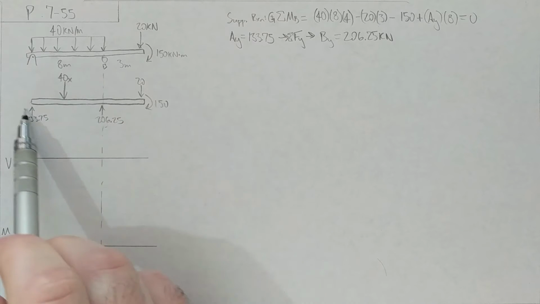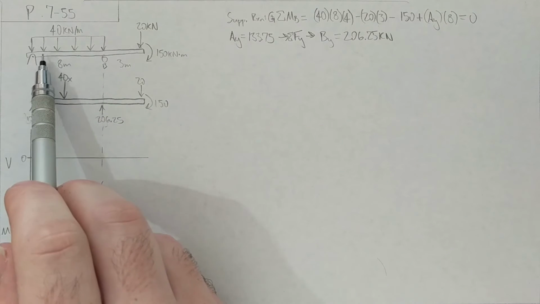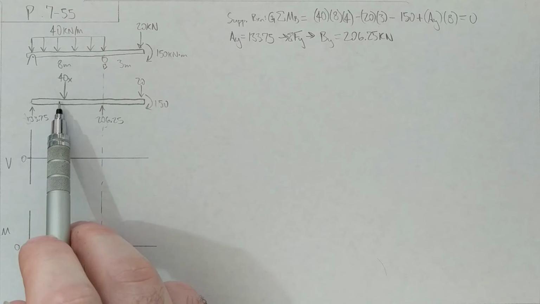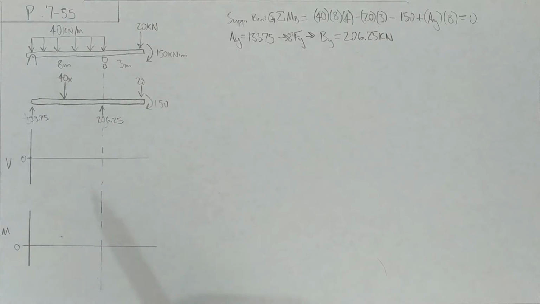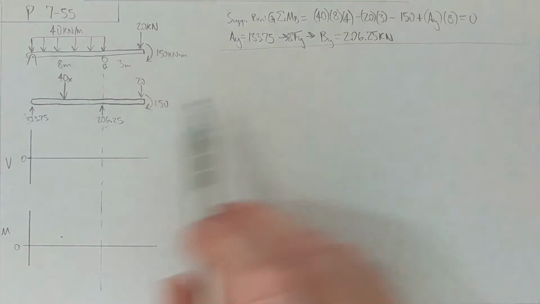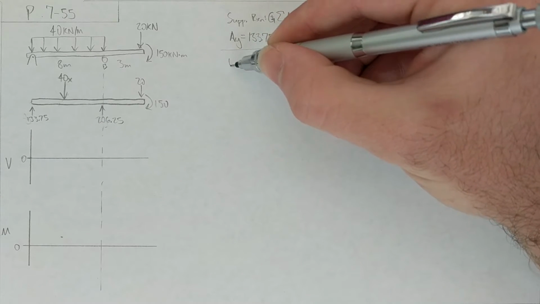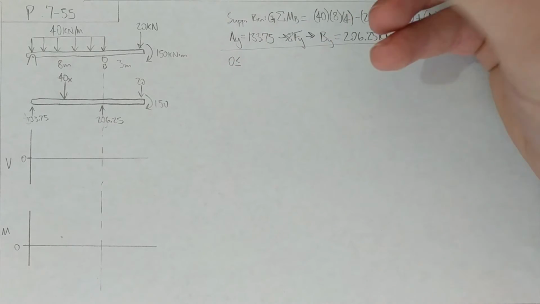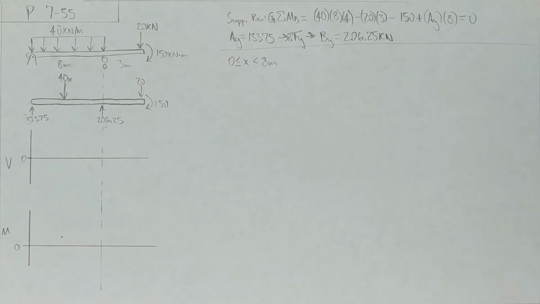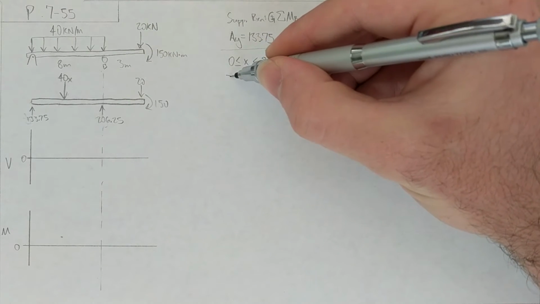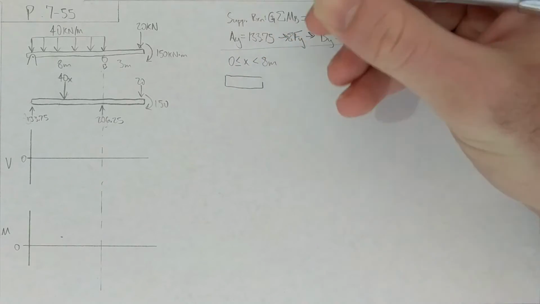Alright, so we only need to divide this into two sections because this distributed load is over the whole thing. We don't actually need to break it up where we've done this little point load. This is where you don't want to confuse yourself with point loads, because we still need to treat that as the distributed load that it is. Anyway, so from 0 less than or equal to x less than 8 meters, that'll get us to point B. I'm going to go ahead and draw what we have.